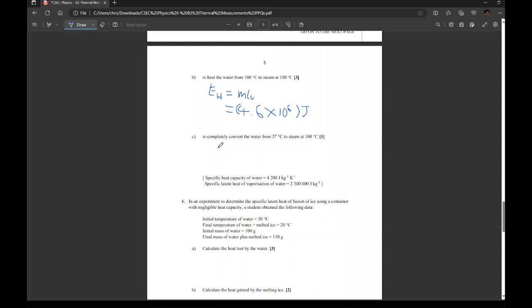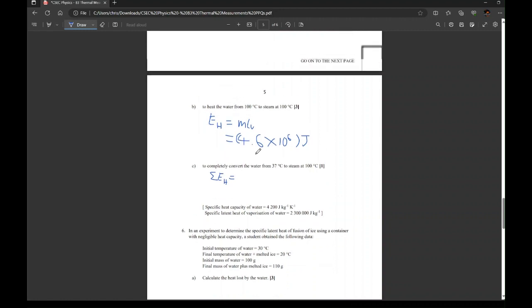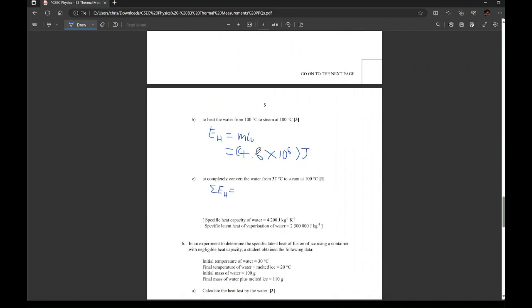Right, and then to completely convert the water to steam, it's going to be the sum, and we're going to, of course, add these two values again. So that's going to be 529,200 plus 4,600,000, and that gives us 5,129,200.